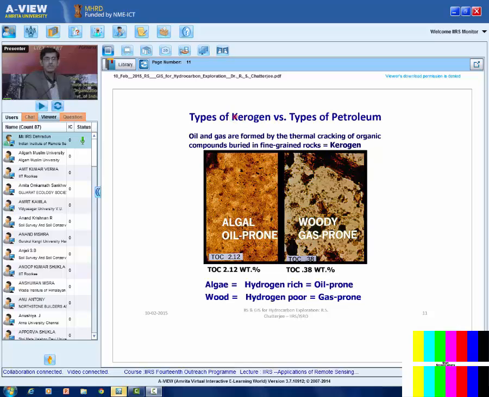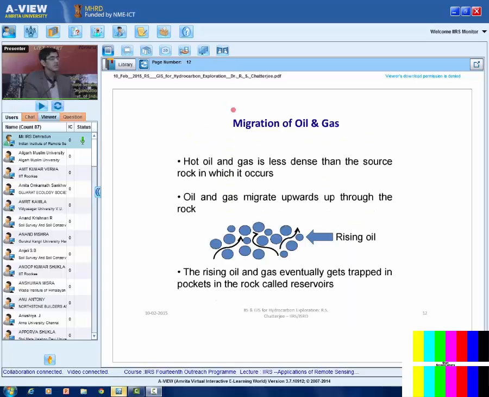Now what happens? There may be different types of kerogen which produce different kinds of petroleum. Like if in kerogen where the algal material is more, then what will happen? It will produce oil. This is oil prone. Whereas if there is more wood in this material, then what will happen? It will be hydrogen poor, and it will produce mostly gas. So this is what we'll get from different kinds of kerogen.